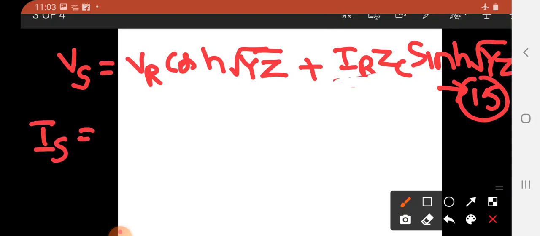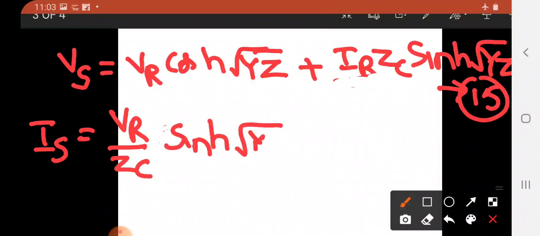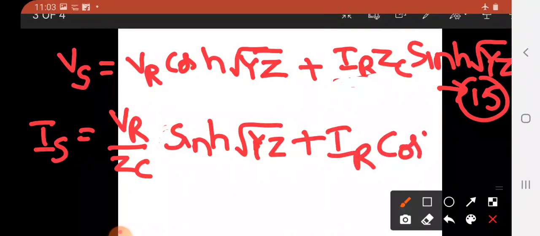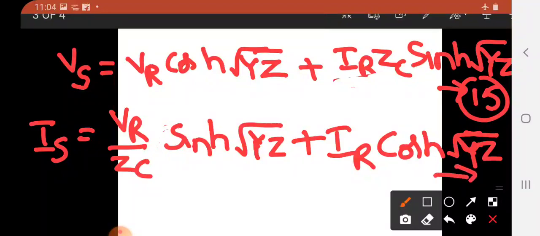Similarly Is is Vr by Zc into sinh, it is not cosh, sinh into square root of yz, plus IR into cosh square root of yz. This is equation 16.